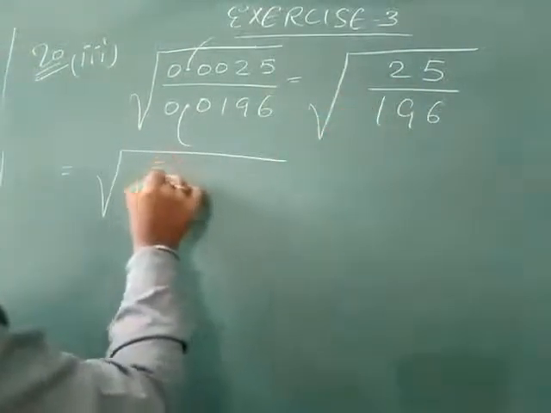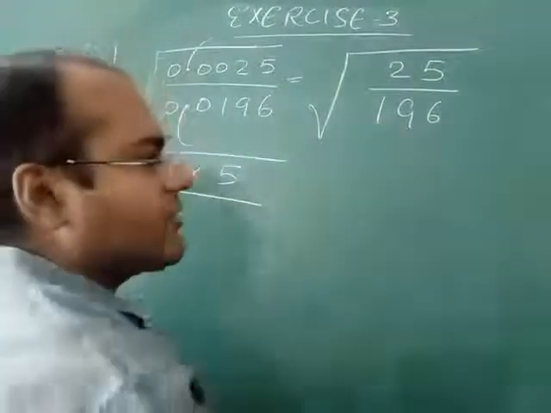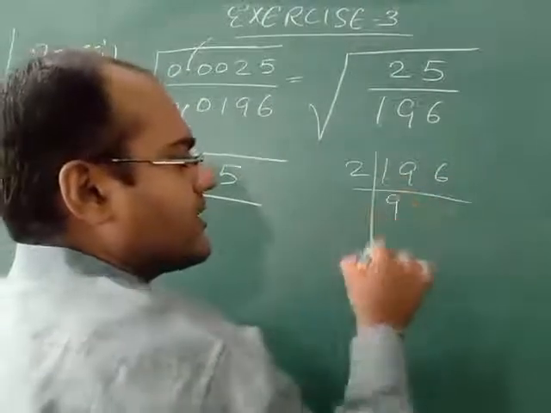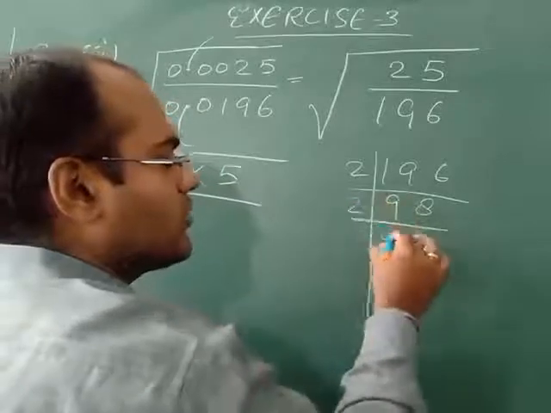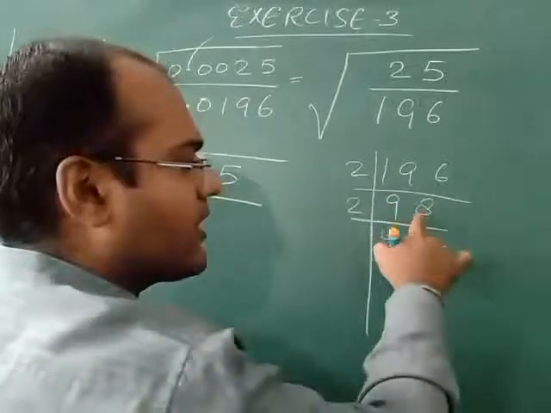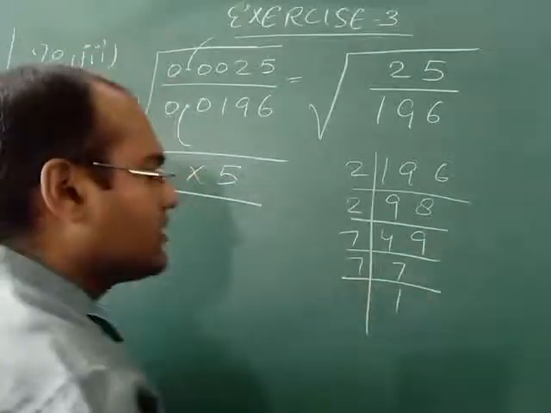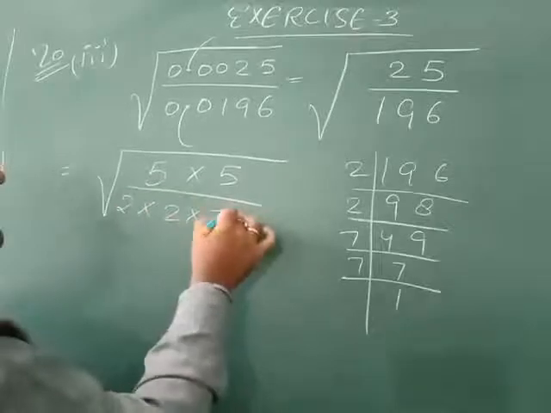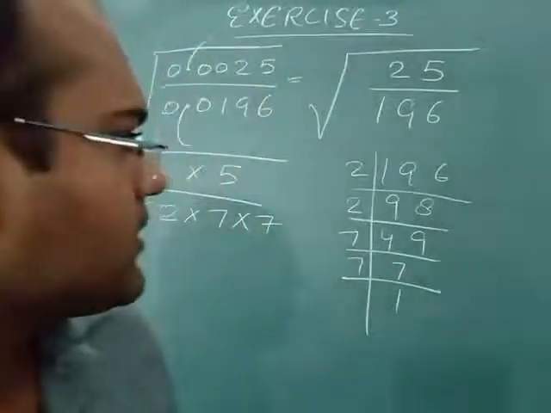Now what you have to do? 25 you will write as 5 multiplied by 5. Now 196, you have to find the prime factors. 2 9 ja 18, 2 8 ja 16, 2 4 ja 8, 1 remainder, 1 and 8 18, 2 9 ja 7, 7 ja 7, 1. So here you have to write 2 multiply 7 multiply 7. Now after that what you have to do?